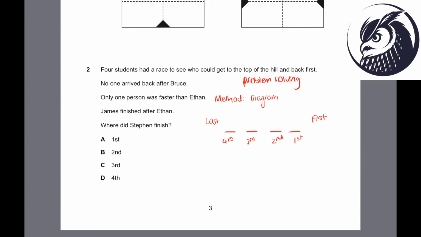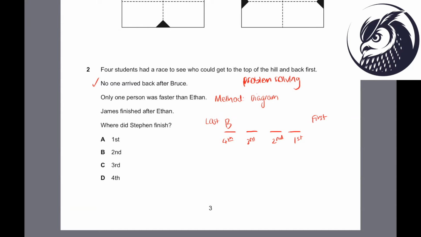And once you've got your diagram ready, you start filling in the conditions as you read them. Okay, so the first one we're going to look at is no one arrived back after Bruce. So if no one arrives back after Bruce, that means Bruce must have been in the last position, since therefore no one else would be behind him, right? So I'll place a big B here for Bruce in the 4th position, since we know he's last. And I'll also tick it off here, so I know I've already included the information from that condition.